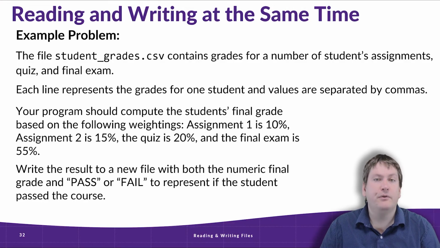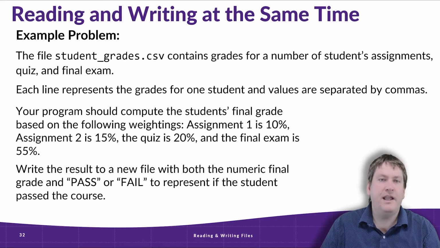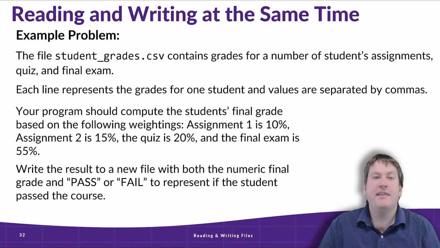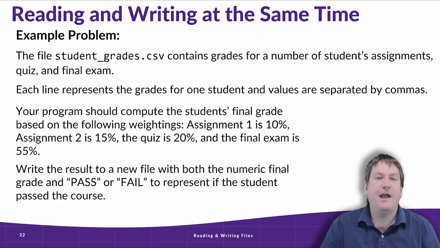So your program should compute the student's final grade based on the following weightings. Assignment 1 is 10%, assignment 2 is 15%, the quiz is 20%, and the final exam is 55%. We want to write our output to a new comma-separated values file, and that's going to start with the student's name, then their final grade, and then finally if they passed or failed the course. And that's going to be represented by pass or fail, the actual text.